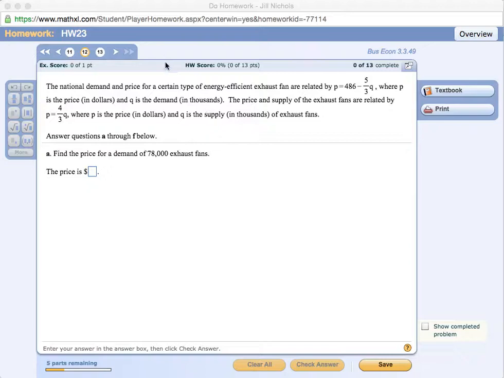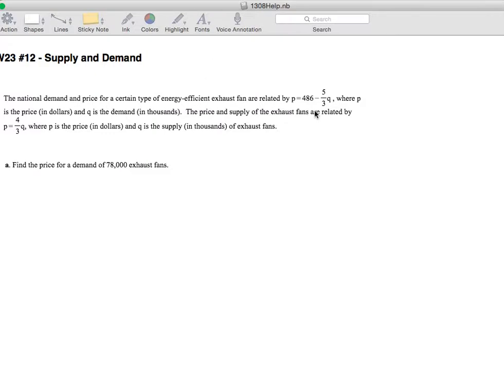Okay, in this supply and demand problem, demand and price are related by this equation, where P is price in dollars and Q is demand in thousands. And then the price and supply are related by this equation, where Q supply is also in thousands. So if we want to find the price for a demand of 78,000 exhaust fans, that means Q, because Q is already in thousands, is 78. And this one we're told is the demand function.